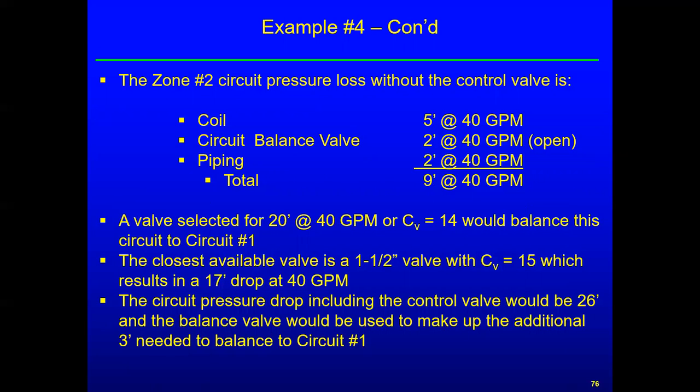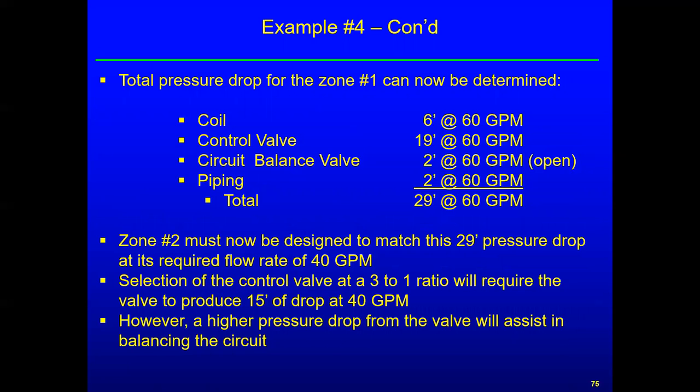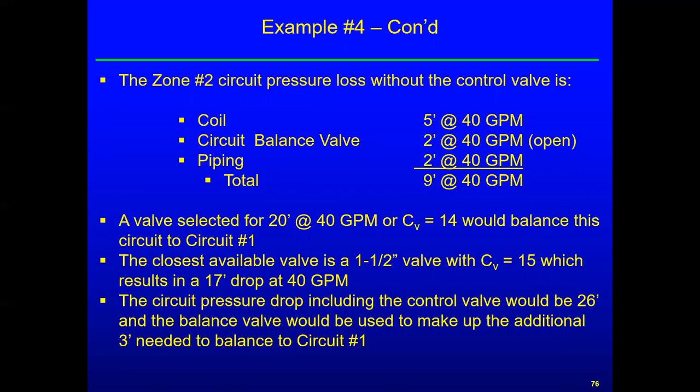So zone 2, circuit pressure loss without the control valve. He's got the 5, say, and the balance valve open is 2 and the piping is 2, so that's 9. That's a pretty far cry from the 29 that we're shooting for, so he's 20 off. So a valve selected for 20 foot would balance the circuit just with the addition of the control valve.